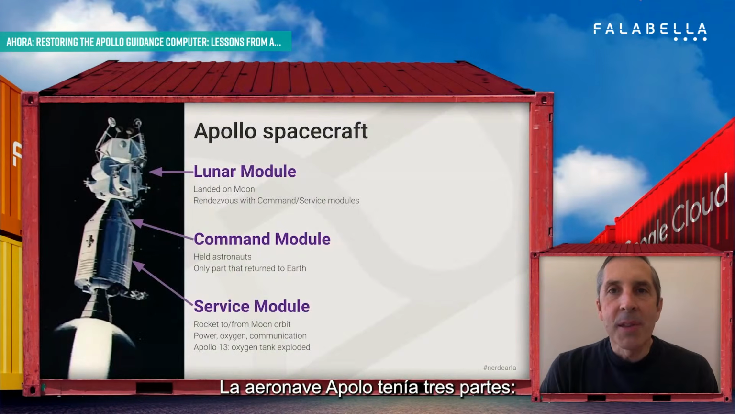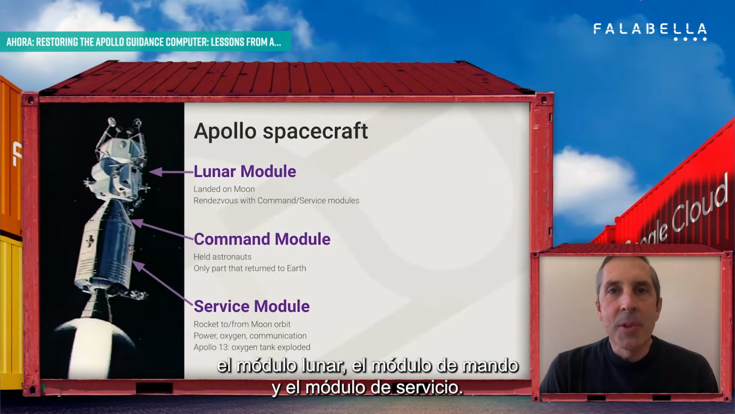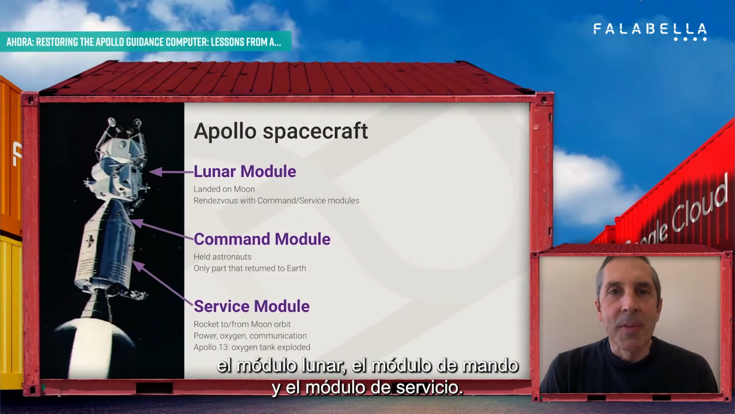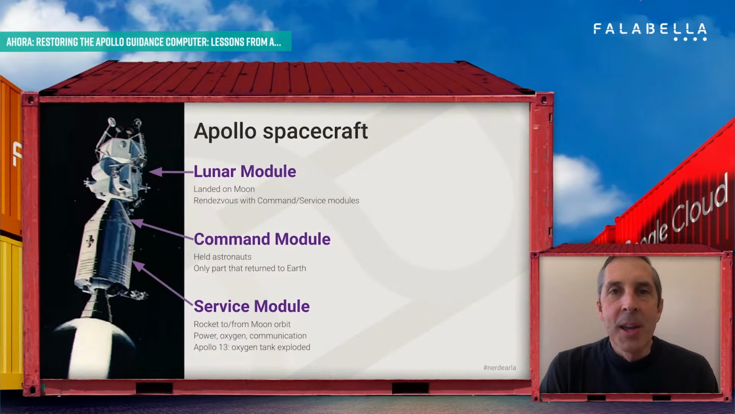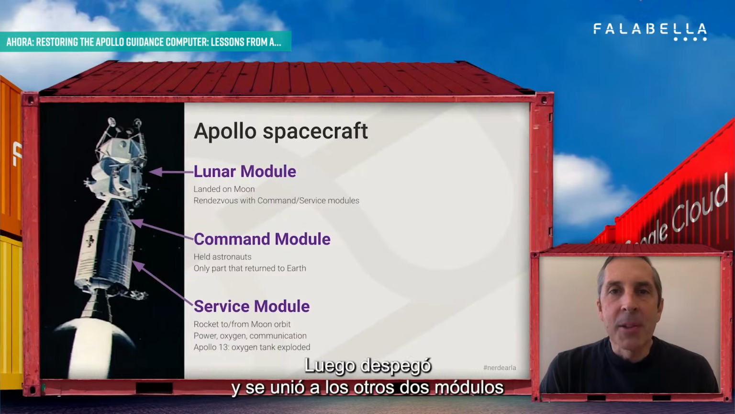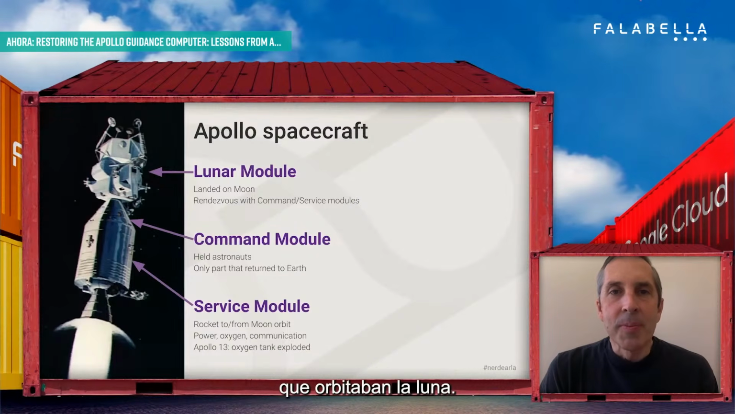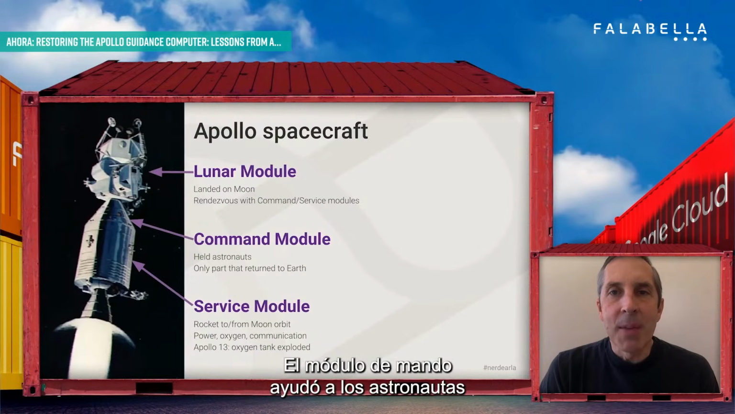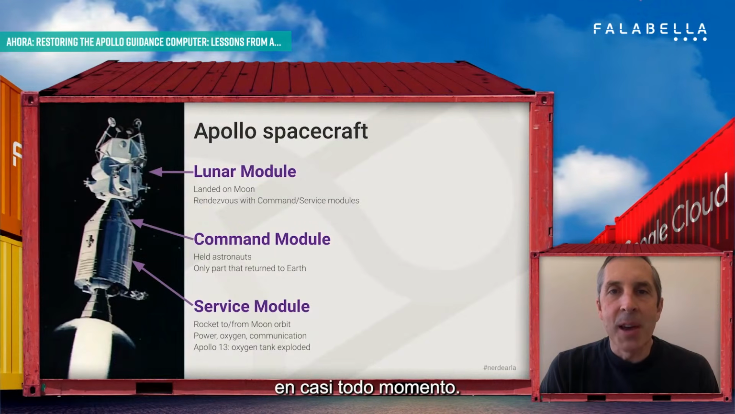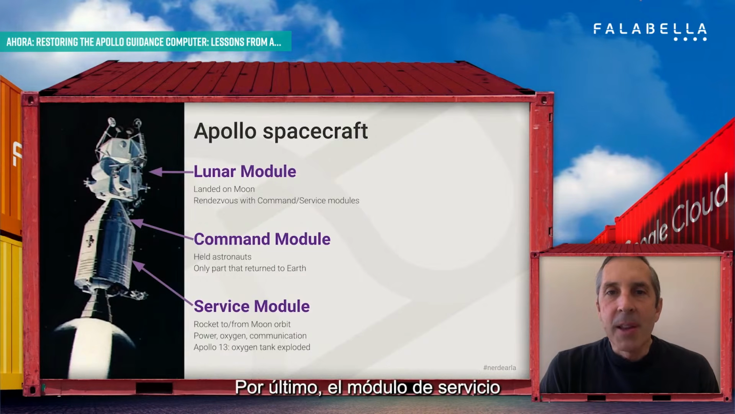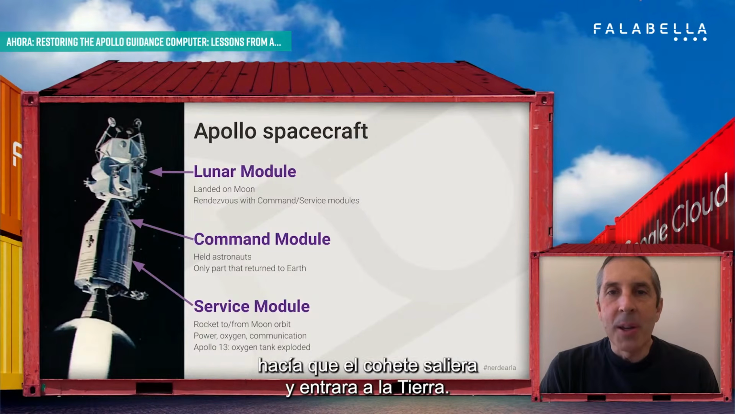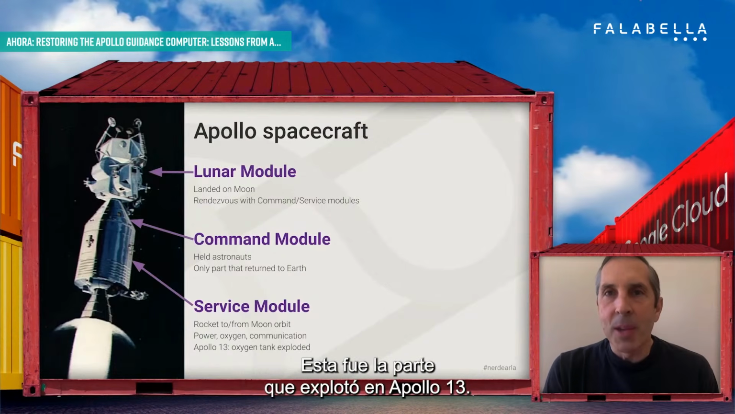Now, the Apollo spacecraft has three parts: the lunar module, the command module, and the service module. The lunar module at the top was the spindly part that landed on the moon. Then it left the moon, met up with the command and service modules orbiting the moon. Below it, the cone-shaped command module held the astronauts for most of the time. It returned to Earth and splashed down in the ocean. Finally, the cylindrical service module had the rocket to get from Earth orbit to the moon and back. This is the part that blew up in Apollo 13.